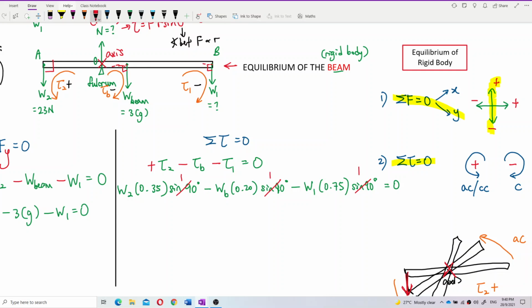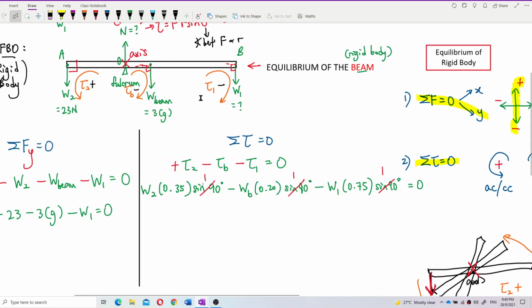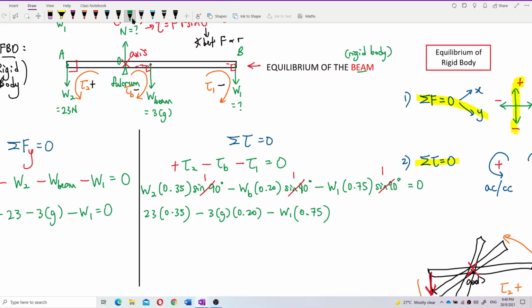And then we put in the value for W2 and W beam. So this is 23 times 0.35, and then minus the W beam, which is 3 times gravity, multiplied by 0.2. And minus W1 times 0.75 equals 0.